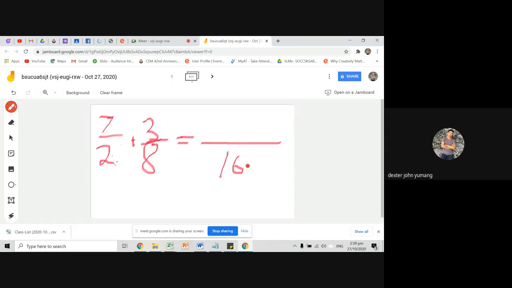Anong sunod? Sa 16. Ganyan na lang ba? Itong 16 po, i-divide nyo kay 2. 16 divided by 2 is 8. Tama? Tapos, itong 8, i-add nyo kay 7. So, 8 plus 7 is 13.